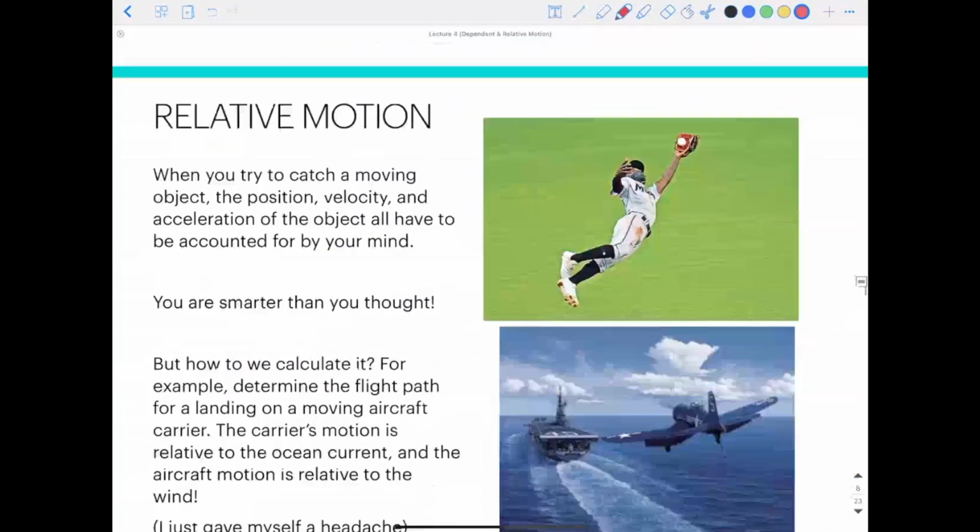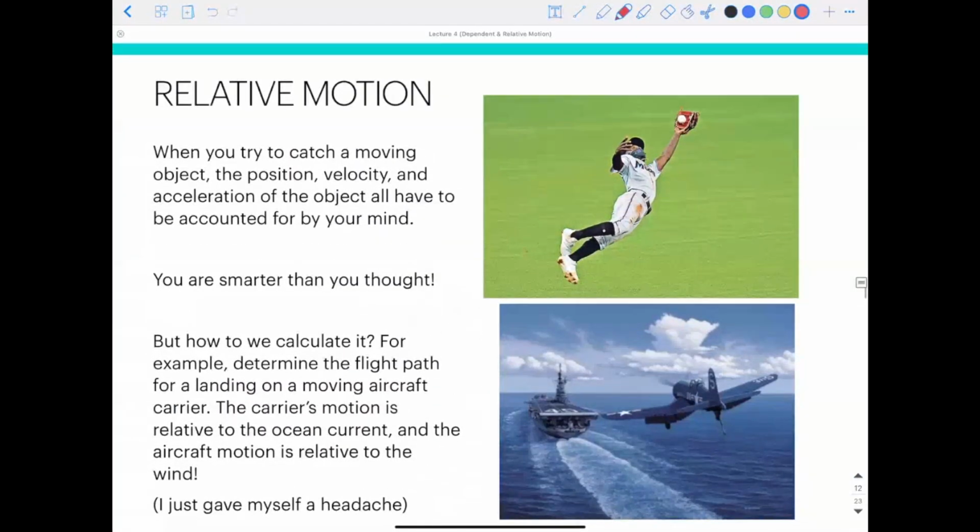All right, let's get on to relative motion. This can be a little bit confusing, but once it's broken down into its components, it's actually much more straightforward and easier than the problems usually first look.